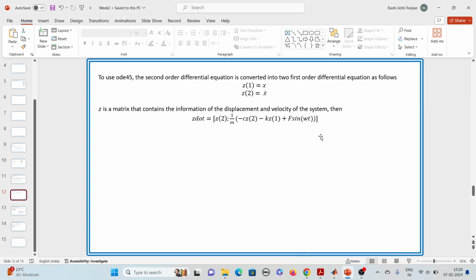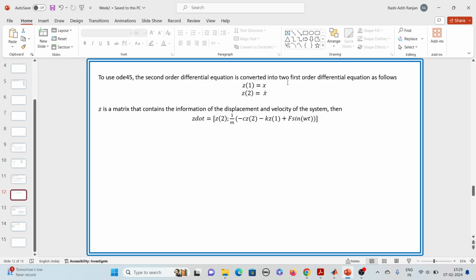So what am I doing? I'm making z as a variable. Now this variable has 2 rows. Okay. The first row of this variable has the data or the information about x, which is the position. And the second row of this variable z is going to have all the data about the velocity, right? So I'm saying z of 1 is x and z of 2 is x dot. What have I done? I have changed the second order differential equation into two first order differential equations. Okay. So as I said that z of 1 is x.